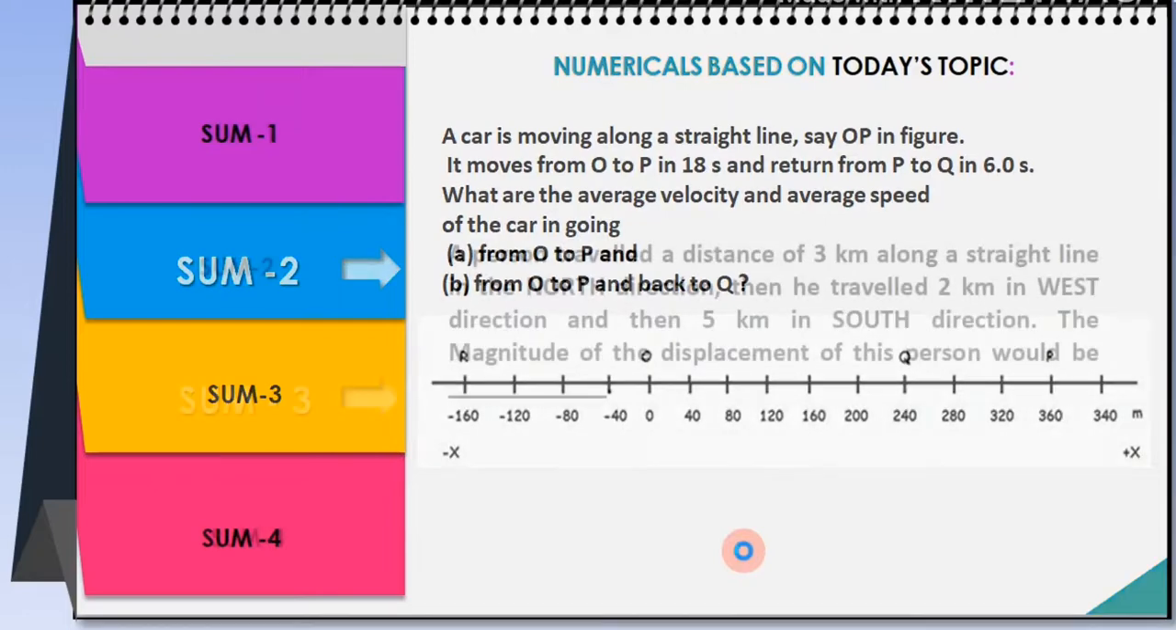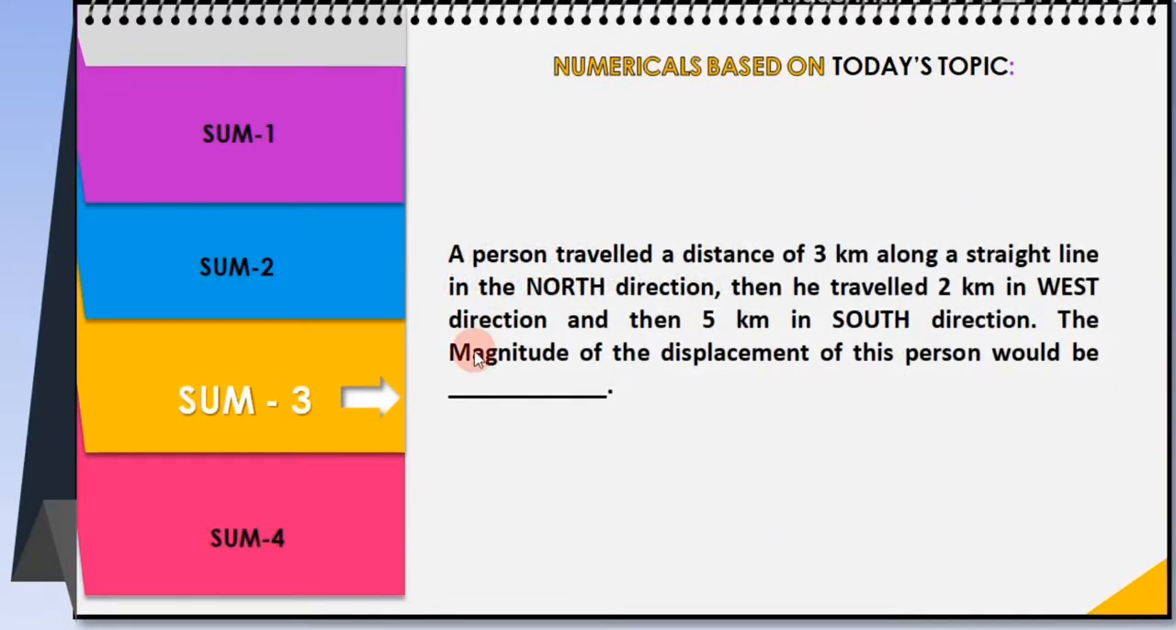Moving on to sum number 3. A person has traveled a distance of 3 km along a straight line in the north direction. Then from that point he is traveling 2 km in west direction and then 5 km in south direction. So the magnitude of the displacement of this person would be, fill in the blanks, right?